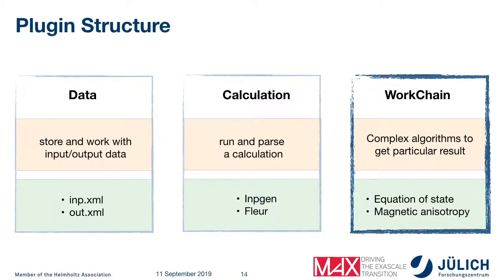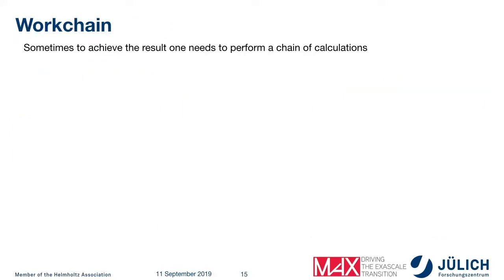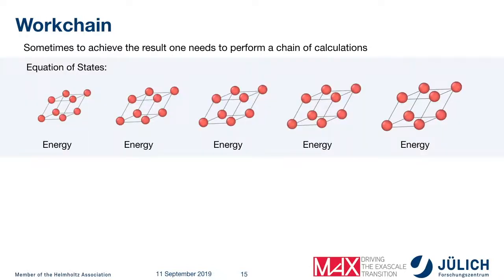And in the next part of my talk, I will continue with the blockchains. As I told you, blockchains represent more complex algorithms to get a particular result. It performs a chain of calculations, and a node that represents a blockchain connects several calculations in one sequence, which can be tracked. A good example is an equation of states, where you, for example, need to calculate energies of a set of the same scaled structures.